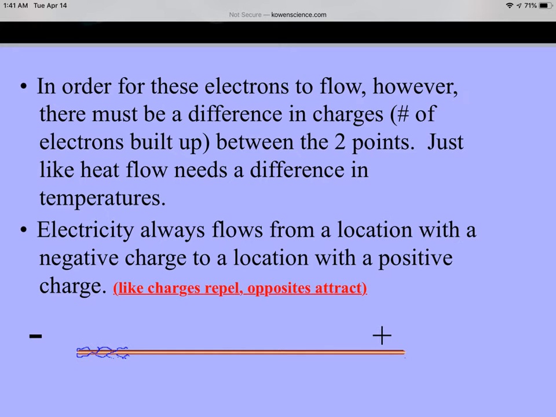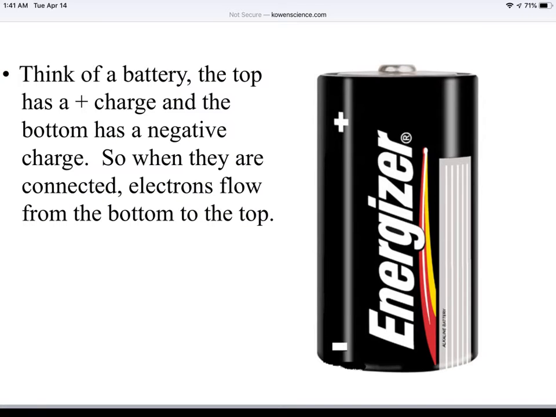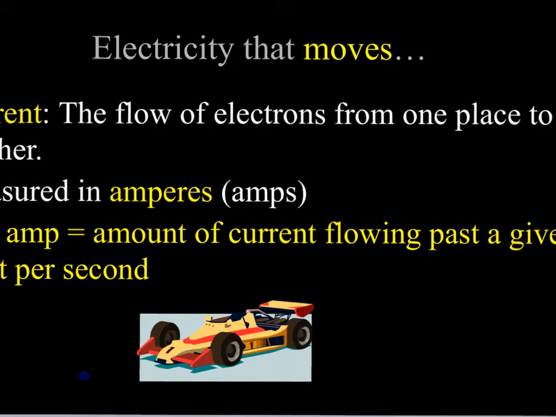Just like heat flow needs a difference in temperature, electricity always flows from a location with a negative charge to a location with a positive charge, because like charges repel and opposite charges attract. Think of a battery. The top has a positive charge and the bottom has a negative charge, so that when they are connected, electrons flow from the bottom to the top. So as electricity moves, we're looking at the flow of electrons from one place to another.